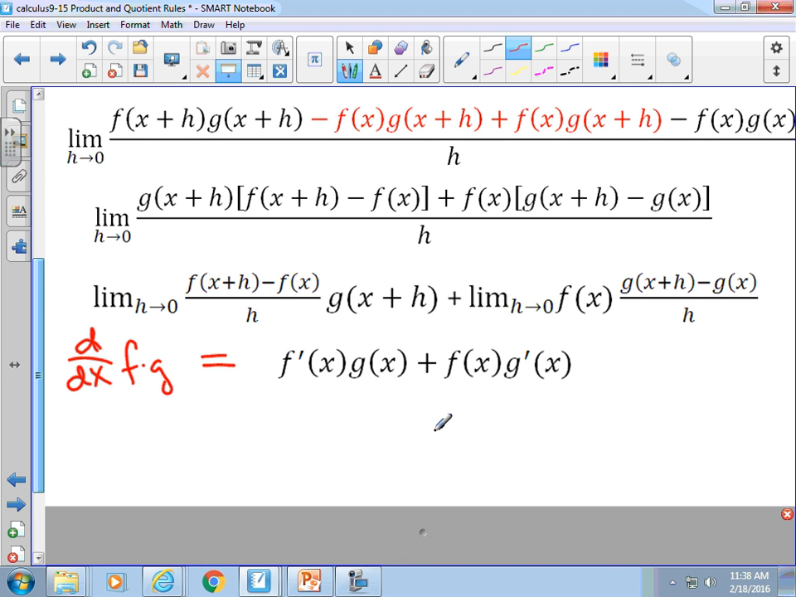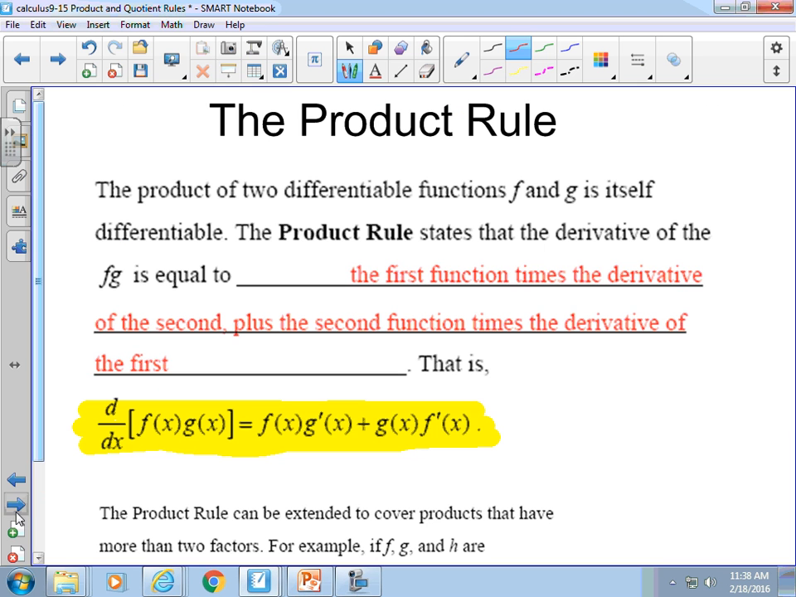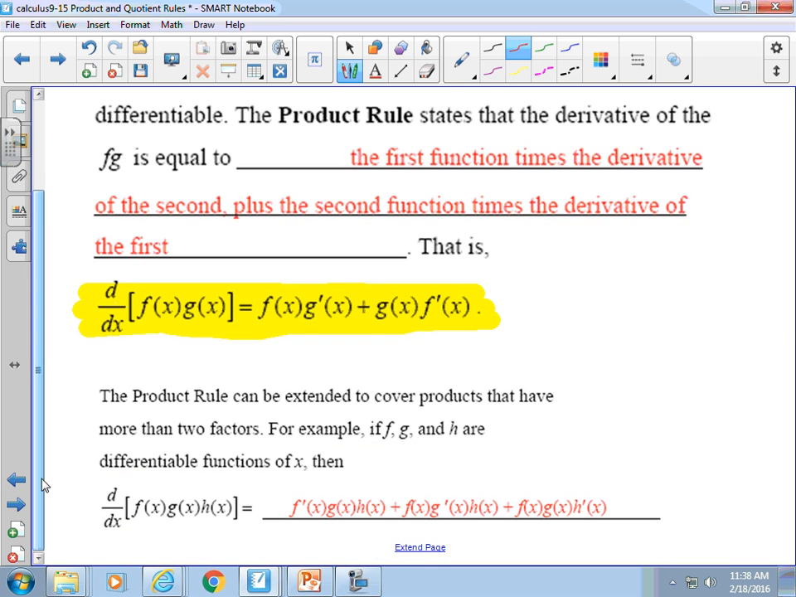Left times the derivative of the right plus right times the derivative of the left. Or you can do it in either order because it's plus. Lefty right plus righty left. And this is the official product rule, but it just says left times the derivative of the right plus right times the derivative of the left. It's just the product rule.